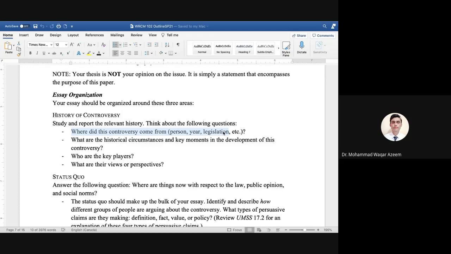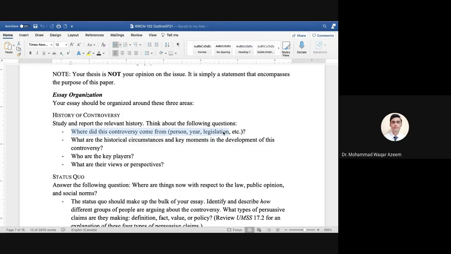Controversies do not exist in a vacuum. The controversies are either written somewhere in books, or they are recorded in lectures, or they are written in the form of newspaper articles. So where did this controversy come from? That means identify a particular conference, a particular meeting, a particular research paper, a particular book, or a particular legislation, or a particular speech by somebody which created that controversy.